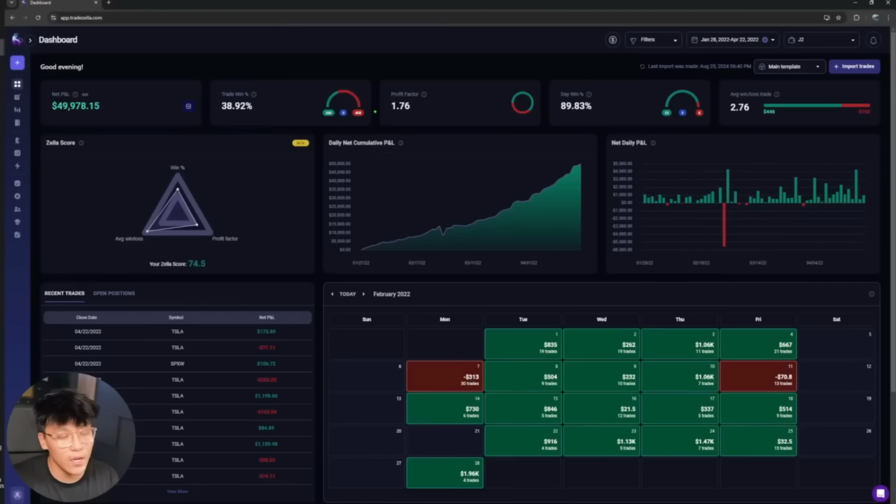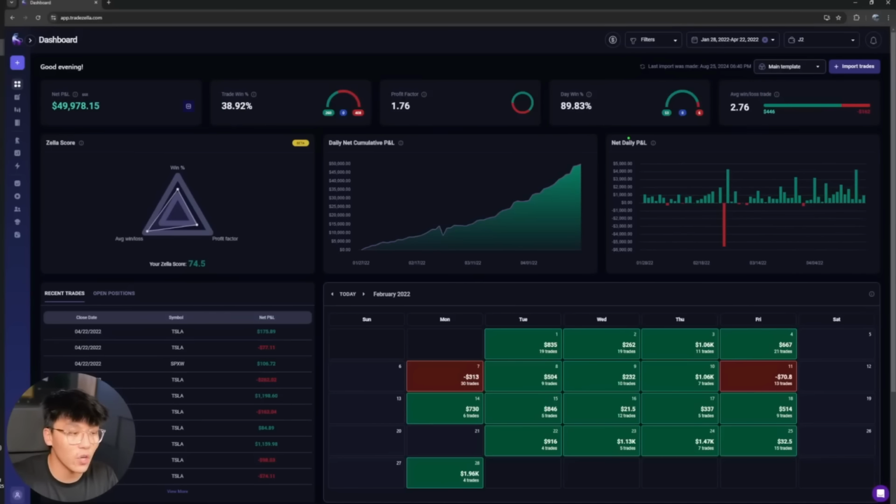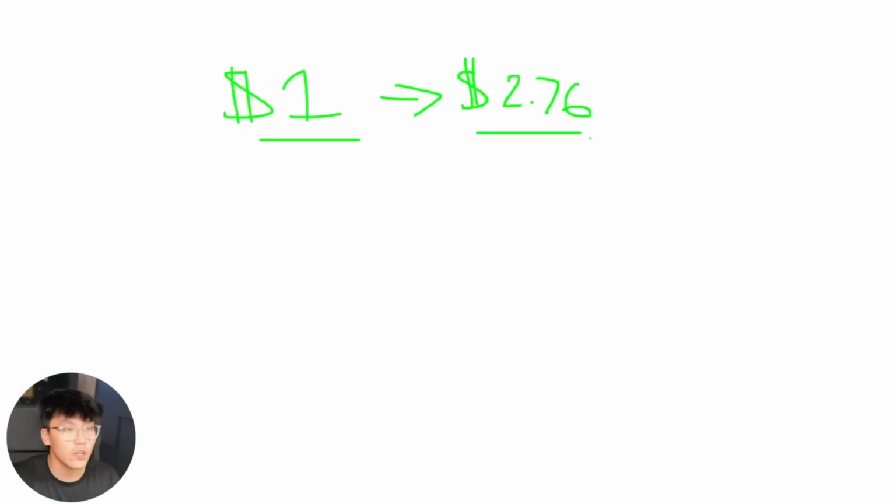So as you can see, we're back on my TradeZella now, and we had a 40% win rate, profit factor of 1.76, daily win percentage of 90%, and an average risk to reward ratio of 1 to 2.76. So that means for every single dollar I was risking, I was looking for at least $2.76. So this is my average risk to reward ratio, and that's why I was able to have a lower win rate and I was still very much a profitable trader.